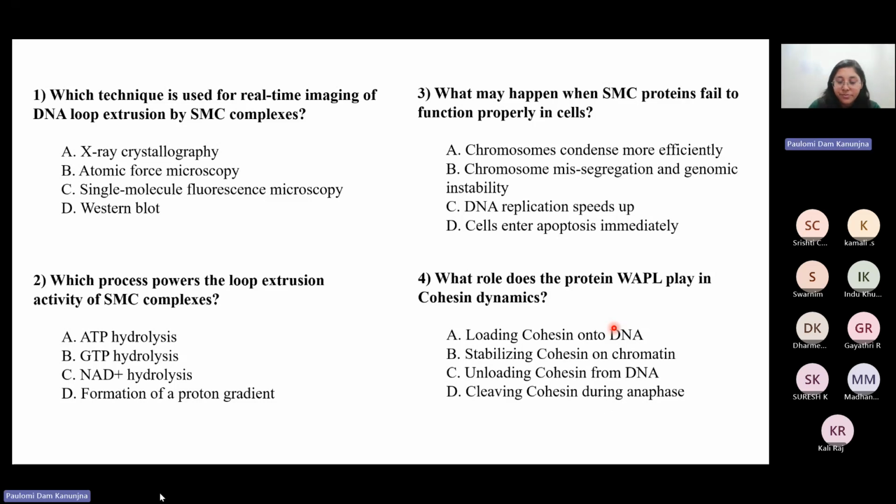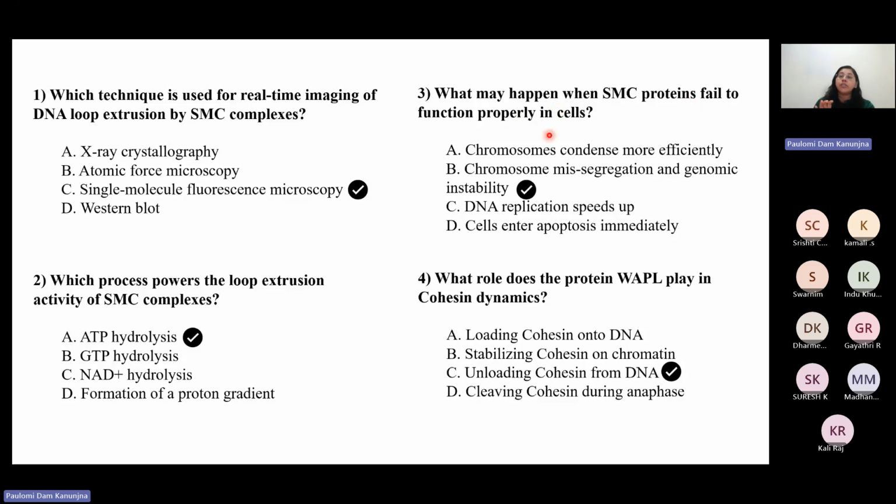Okay. Let me give the answers. So the first one, I think you remember from the lecture, that the method they had used was single molecule. Remember, single molecule we discussed already, and it was microscopy, because I told you in microscopy only we can see the structures. Which process powers the loop extrusion? ATP hydrolysis, right?